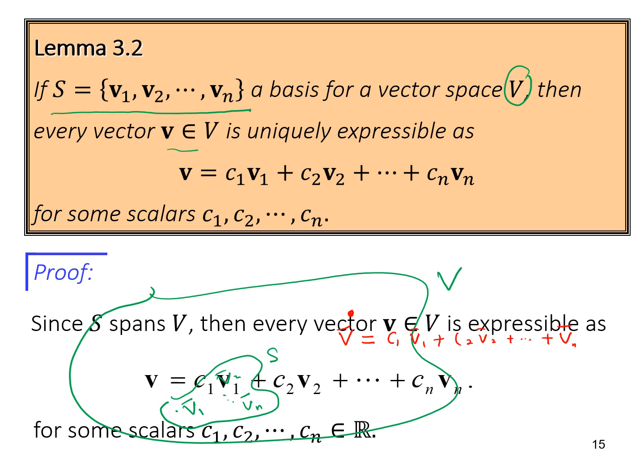In other words, we may get V by a linear combination using all vectors from the basis. And this is why a basis is very important for a vector space, because a basis may represent every element in the vector space.